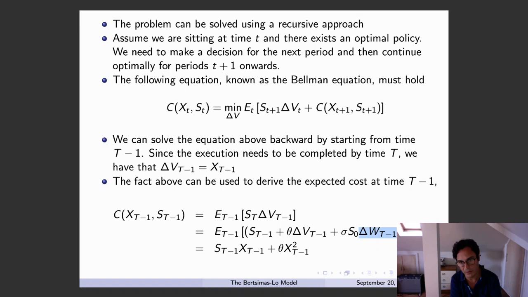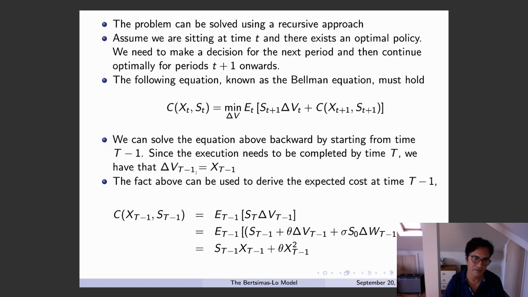Again, if you don't know what the Brownian motion is, don't worry. Think of it as a random variable with zero mean in expectation. So this disappears, and you're left with this term, multiplied by this term.